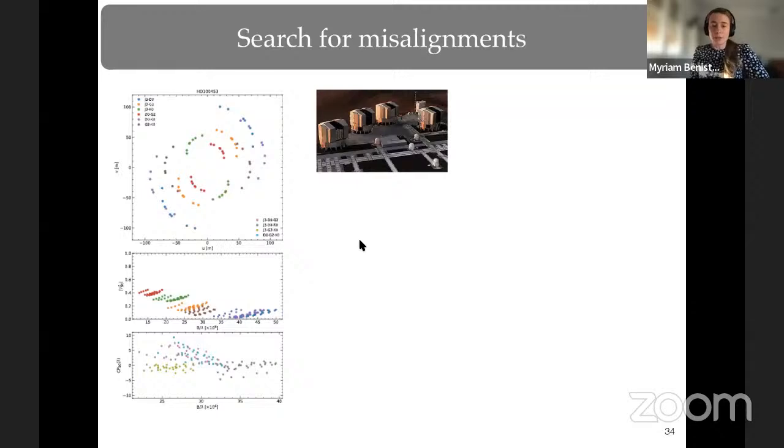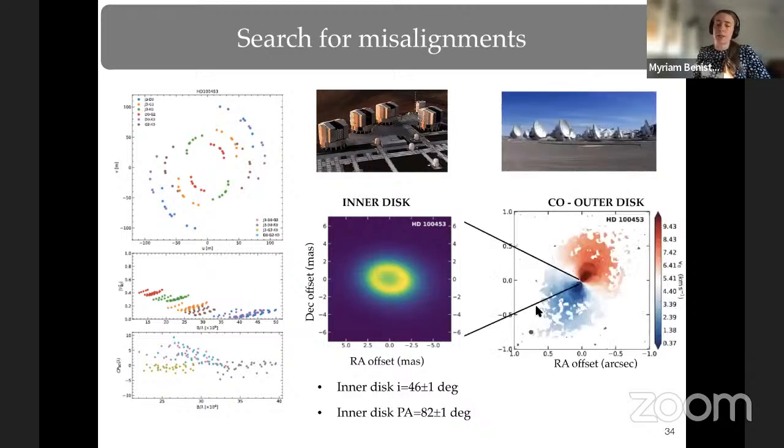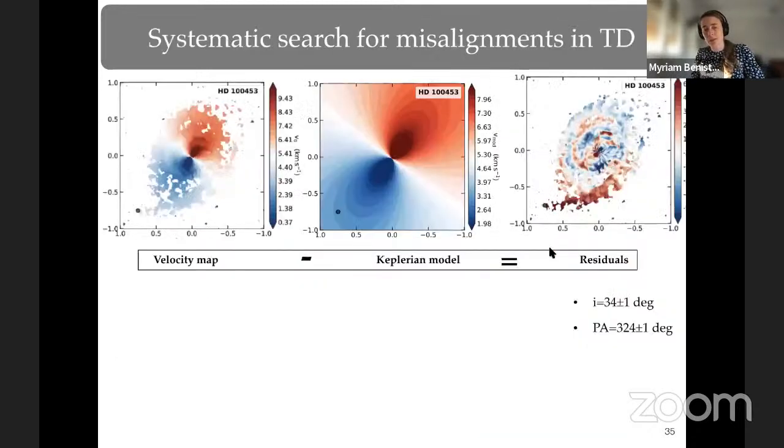So we try to search for these misalignments by directly observing the inner disk with the VLTI. And because we only have visibilities and phases, we have to use a model that's very simple, say like a ring. And we derive some geometrical parameters for the inner disk. And then we use ALMA to look at the outer disk and derive some geometrical parameters for the outer disk.